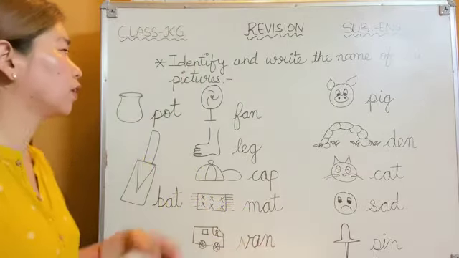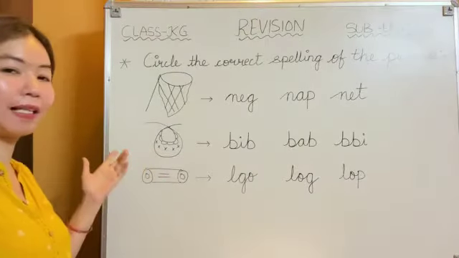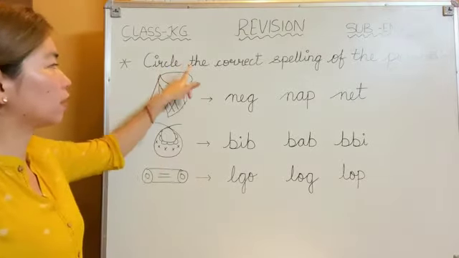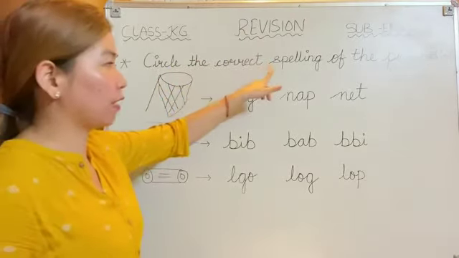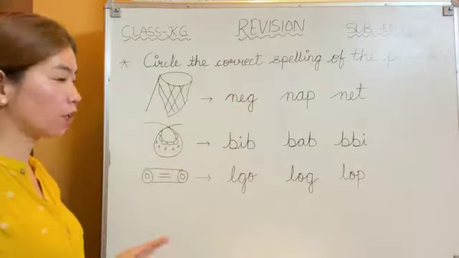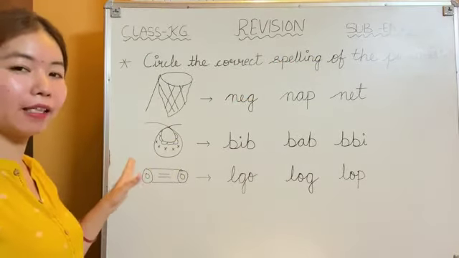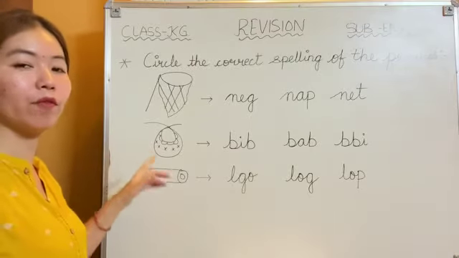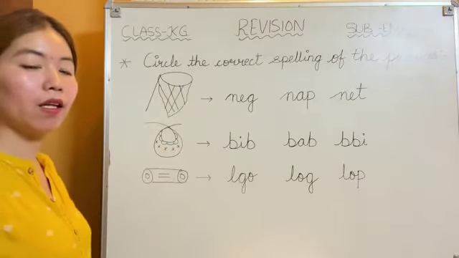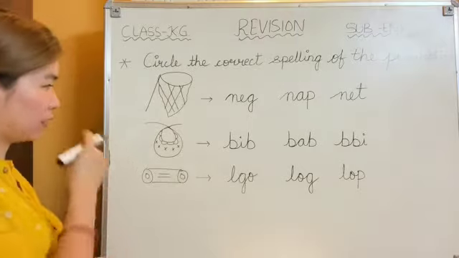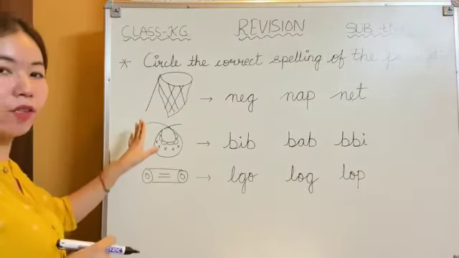Right, children? Children, now we will do the next activity. Circle the correct spelling of the pictures. Children, here we will find out the correct spelling of the picture. Then we will encircle the correct word. Right? So let's start, children.